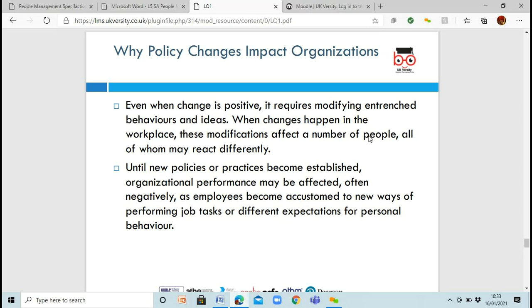So if you're used to certain systems or a certain way things need to be logged down or certain processes, it can be really difficult to just then go and change your work systems or change the way things are done. So adaptation can take a long time. So until these policies or procedures are established, performance can be affected, and this could even be in a negative way, because it takes time for employees to get accustomed to new and different ways of performing their normal tasks.